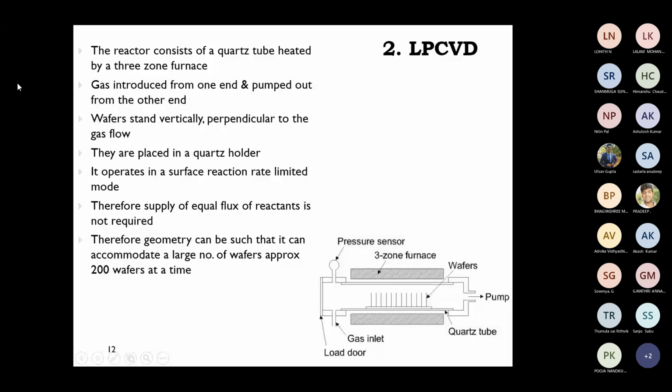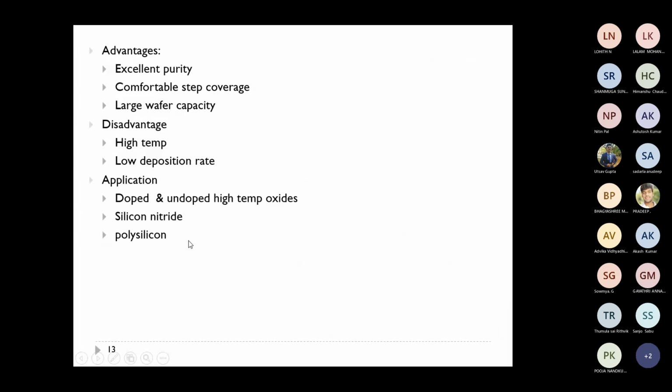So the reactor consists of a quartz tube heated by a three zone furnace, with gas introduced from one end and pumped out from the other end. The wafers stand vertically, perpendicular to the gas flow, and there the deposition is happening. Approximately 200 wafers at a time can be coated. Excellent uniformity, comfortable step coverage, and large wafer capacity.